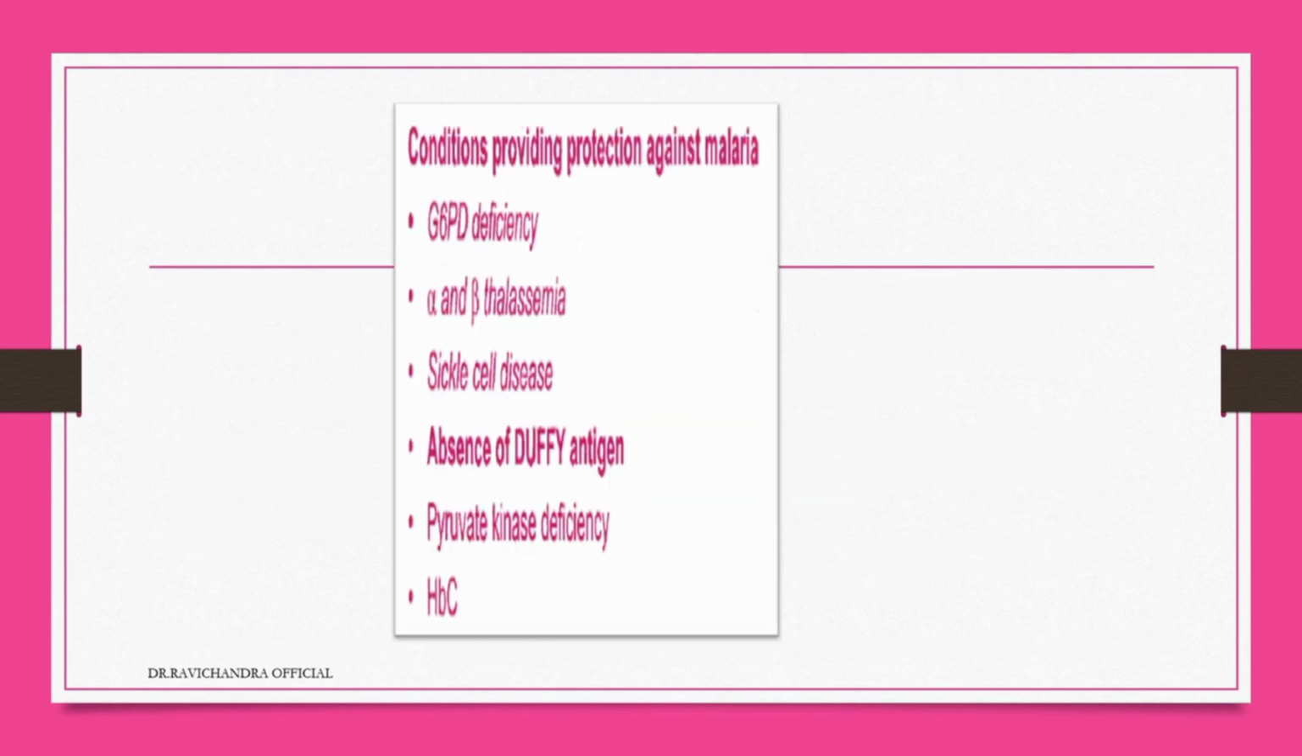Conditions that provide protection against malaria are: first, G6PD, that is glucose 6 phosphate dehydrogenase deficiency. Second, alpha and beta thalassemias. Third, sickle cell disease. Fourth, absence of Duffy antigen. Fifth, pyruvate kinase deficiency. And sixth, HPC.